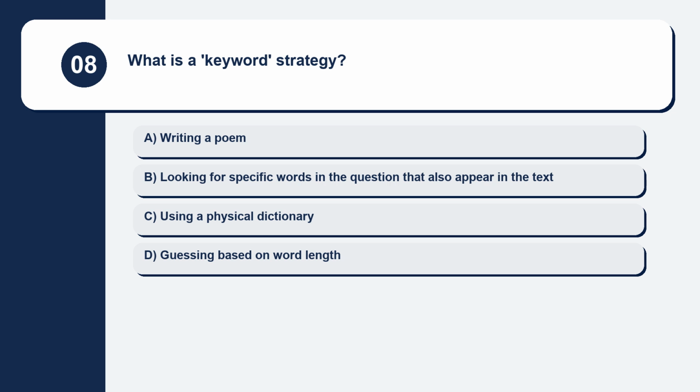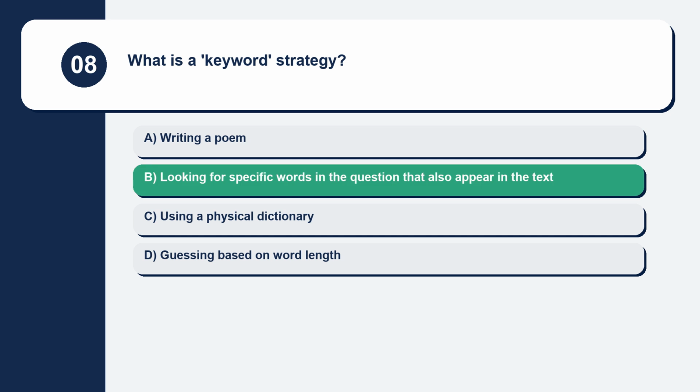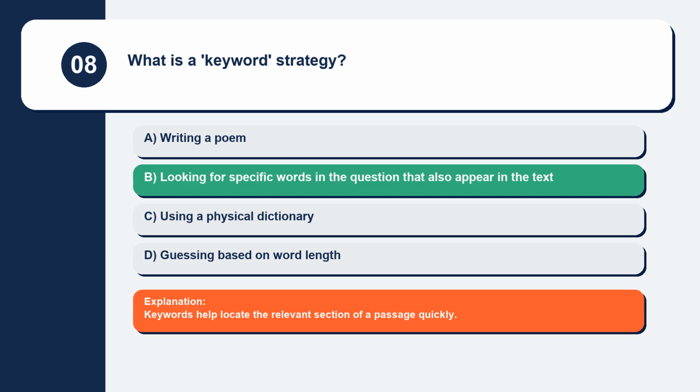Question 8. What is a keyword strategy? Writing a poem. Looking for specific words in the question that also appear in the text. Using a physical dictionary. Guessing based on word length. Keywords help locate the relevant section of a passage quickly.